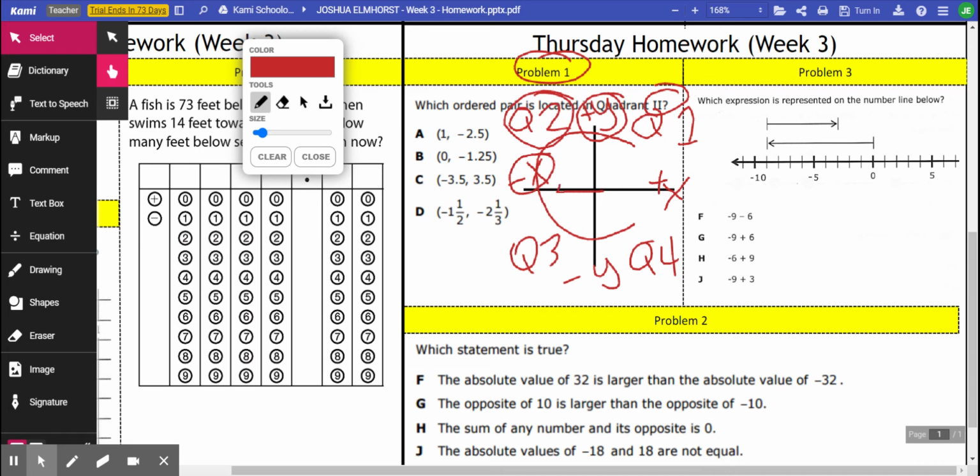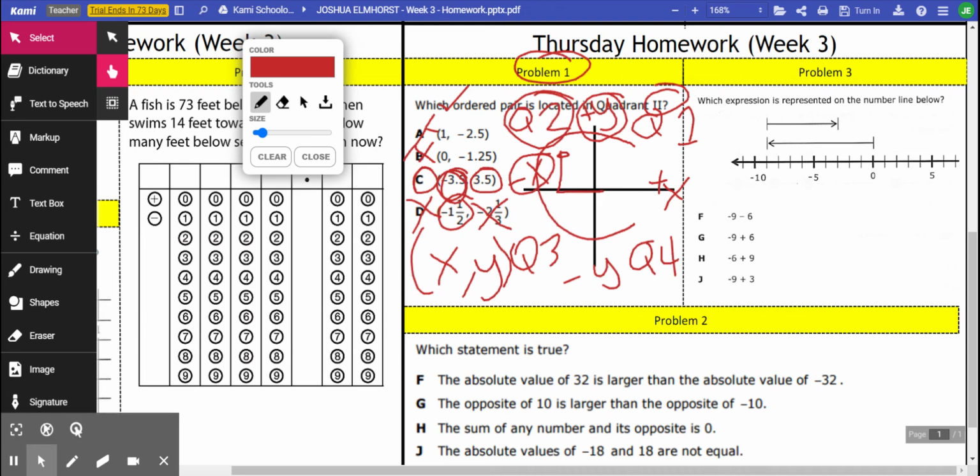We need to go left and then up. So we need a negative x. And remember, our ordered pair is going to be x and y. So here we have a negative x, we have a negative x, so it's not a or b. And then we need a positive y. This is not a positive y, so we need a negative x and a positive y, and that would be our correct answer.